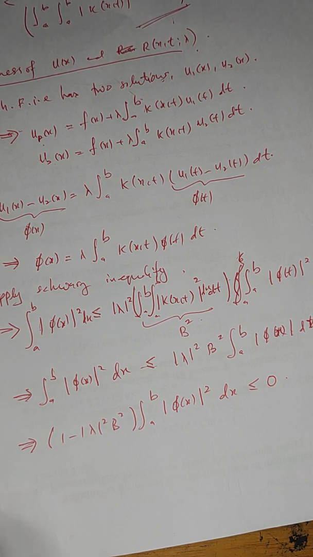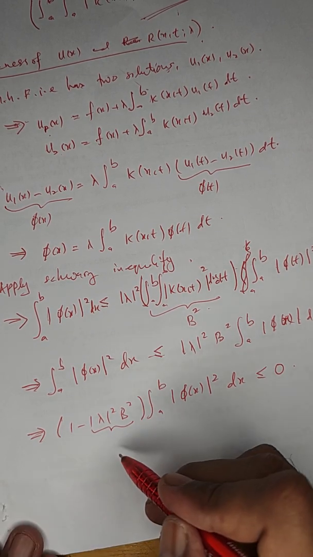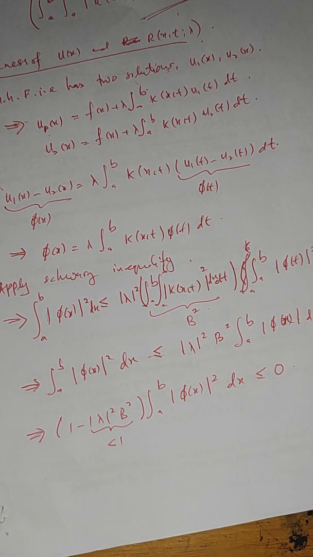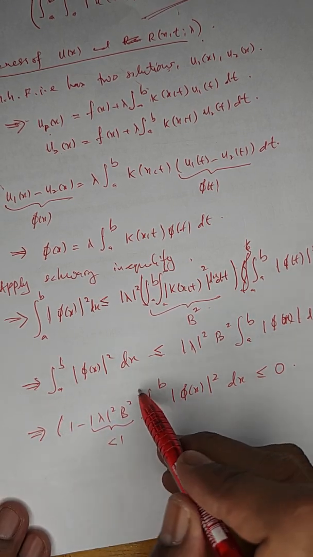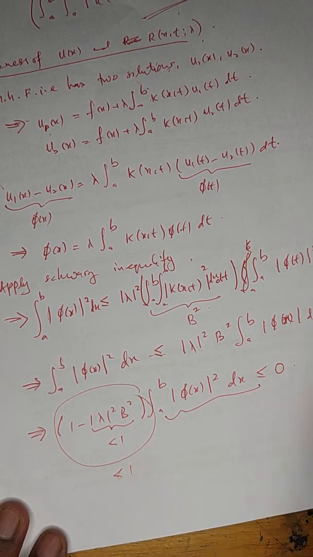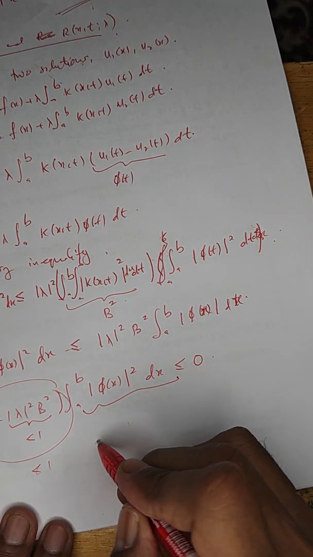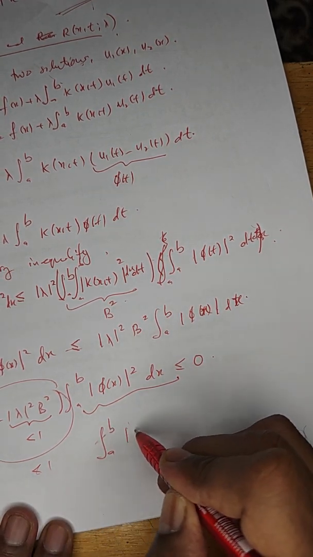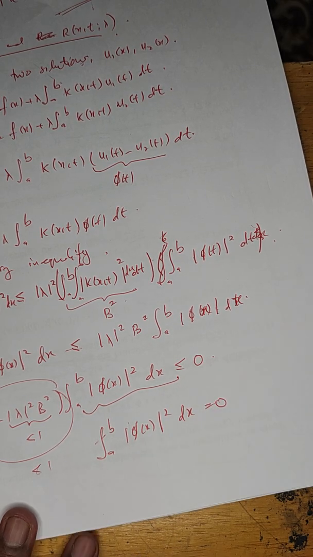And we know that lambda b is less than 1. So 1 minus something less than 1 is positive, and the whole thing here is less than 1. So what is left is that this part must be 0 in order to get the equality. Therefore we have the integral a to b phi x squared dx equal to 0.